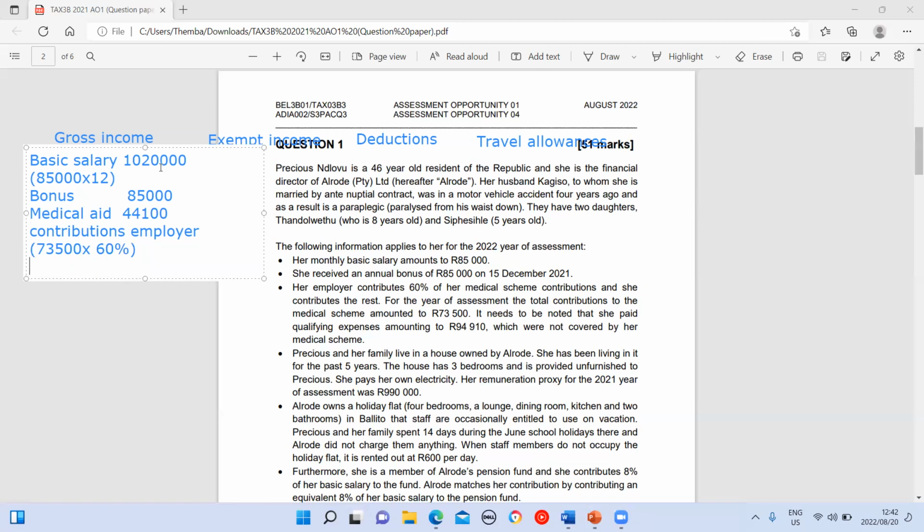So let's move on. Now Precious and her family live in a house owned by Alroad. She has been living in it for the past 5 years. The house has 3 bedrooms and is provided unfurnished to Precious. She pays her own electricity. Her remuneration proxy for the 2021 year of assessment was 990,000. So you know this is a fringe benefit. You didn't receive cash. So what is this fringe benefit? It's residential accommodation.